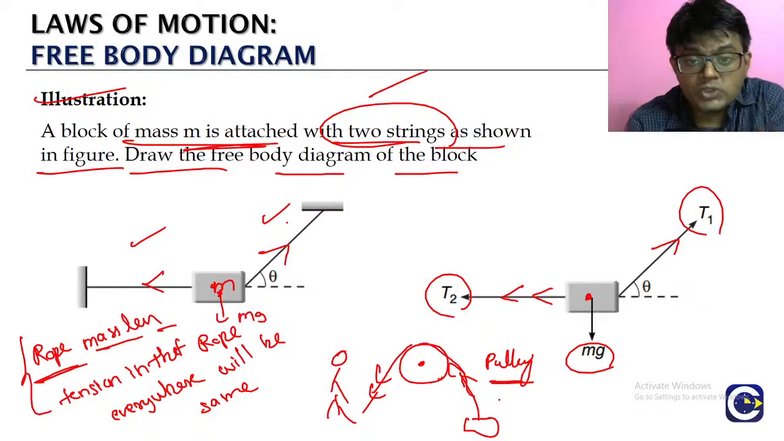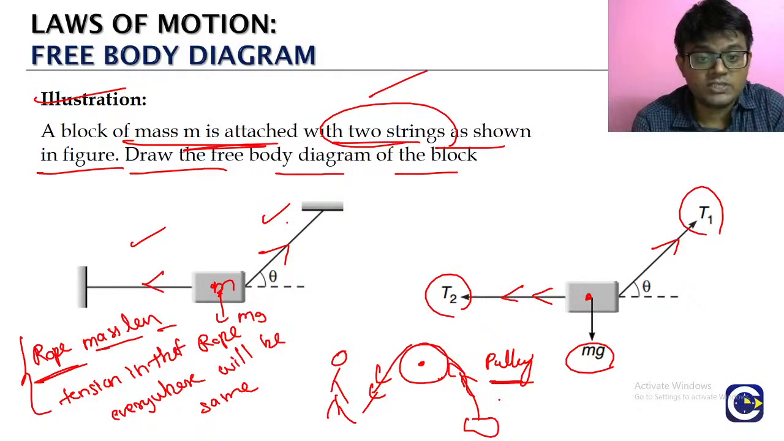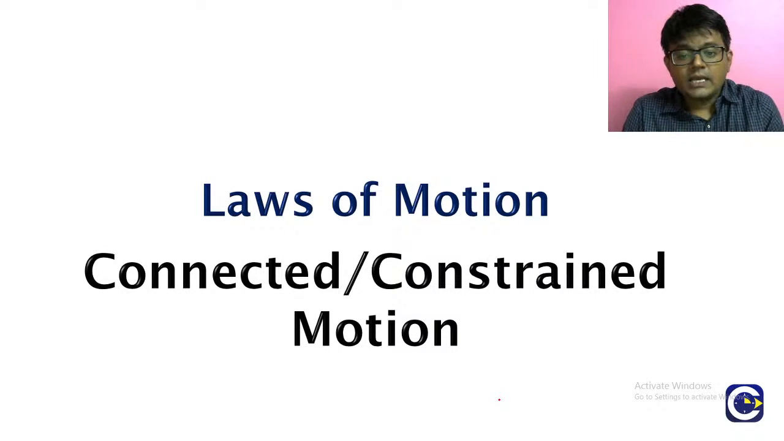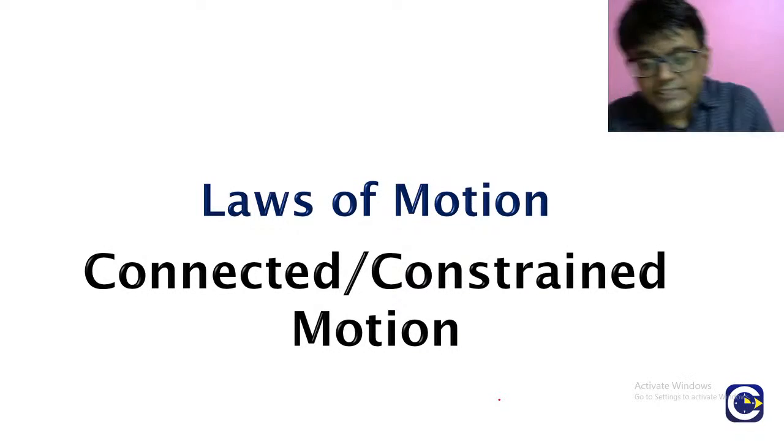Okay, based on the assumptions, we will have some results. Those results are important for us when we are solving these problems using Newton's laws. These assumptions and the corresponding results are important. Otherwise, it will be difficult to solve the problems. So first we'll start with the idea of connected or constrained motion.